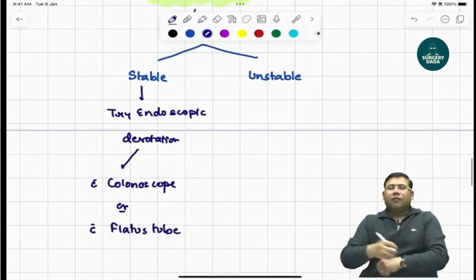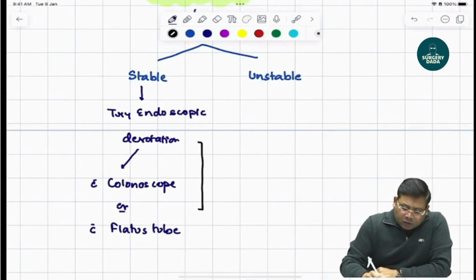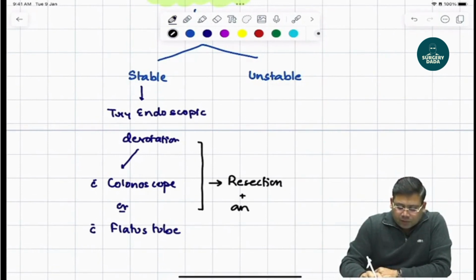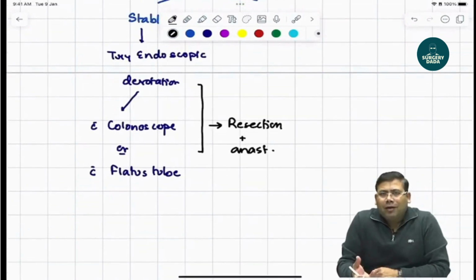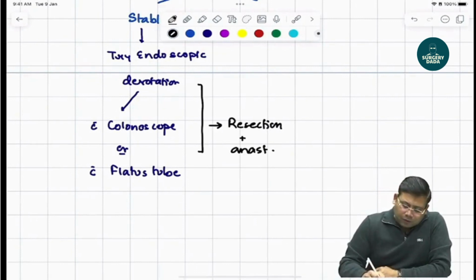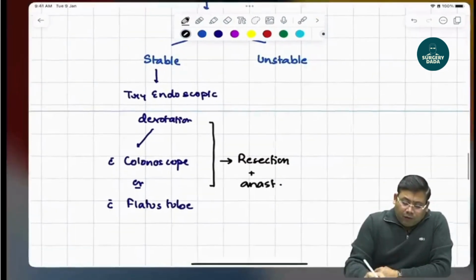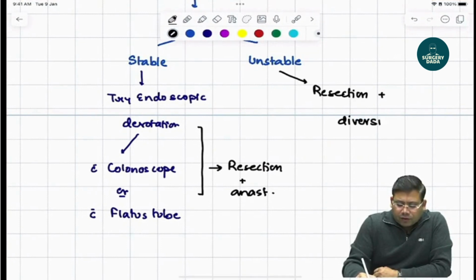The next is, if the patient fails to resolve with this, you will have to go for resection, and along with that anastomosis. So when we talk about resection, what is the resection we do? We do a distal sigmoidectomy, basically distal sigmoidectomy with the colorectal anastomosis. This is what is simple. When we talk about the unstable patients, yes, you will have to go for surgery. So resection, and along with that I will be opting for diversion colostomy.